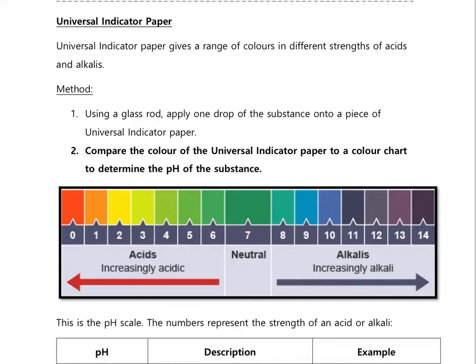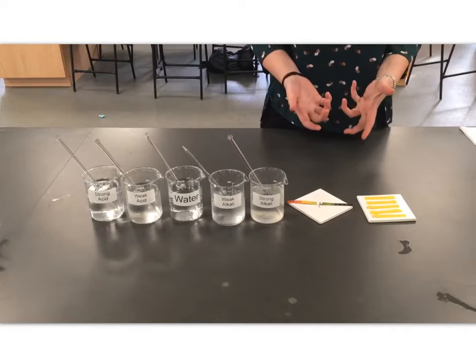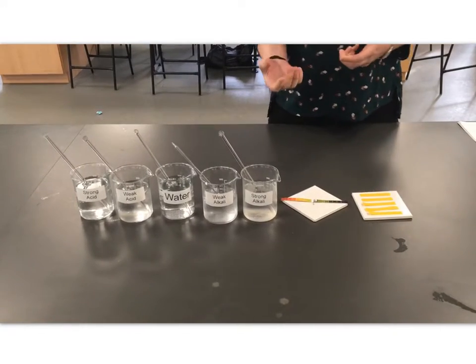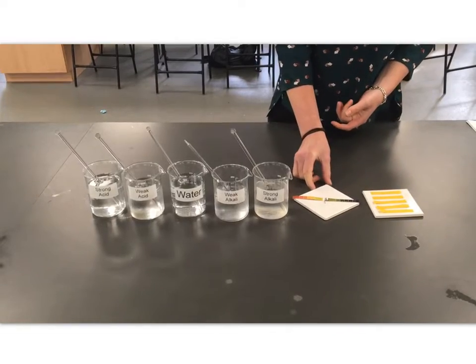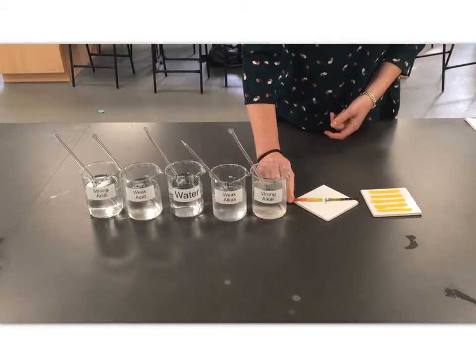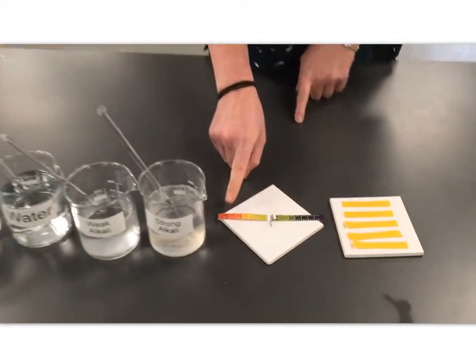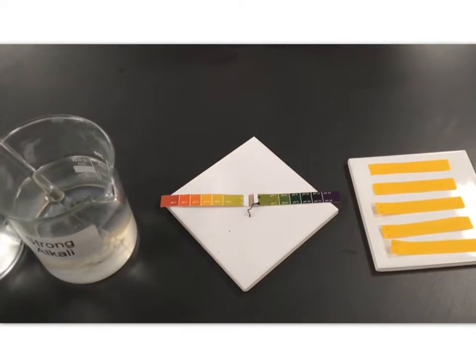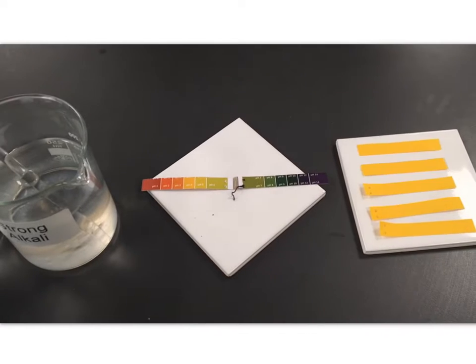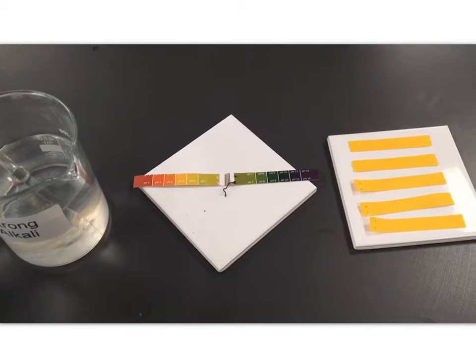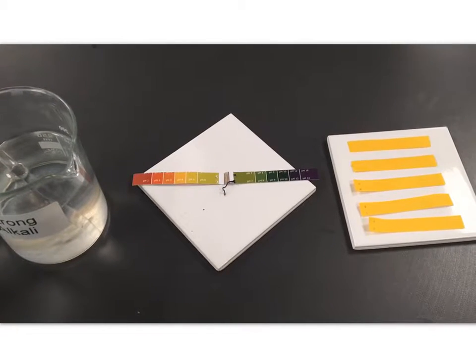And the video will show us universal indicator being used. So one of the disadvantages of litmus is that it doesn't tell us the strength of acids or alkalis, and that's a benefit of universal indicator. So you can see the scale here, our pH scale. It gives us a range of colours which tells us whether or not a solution is acid or alkali or neutral, but also tells us the strength of the acid or alkali.